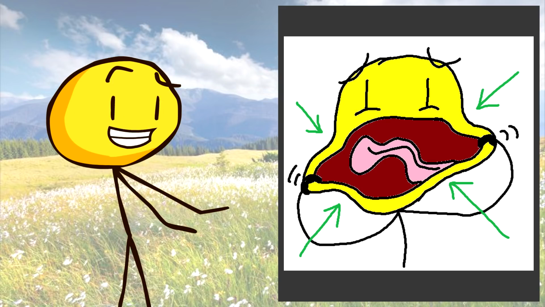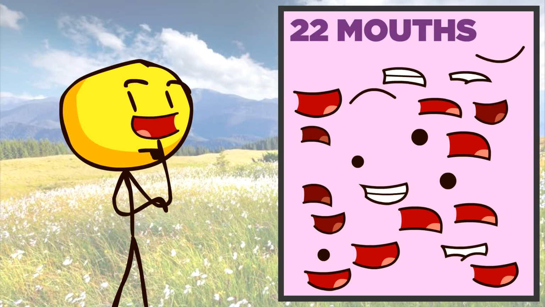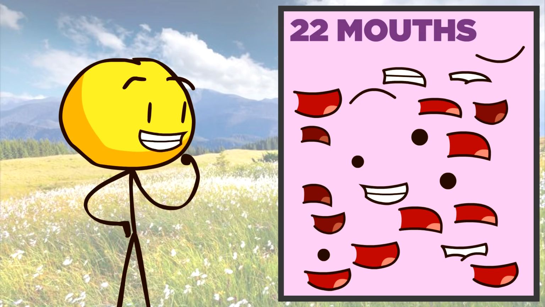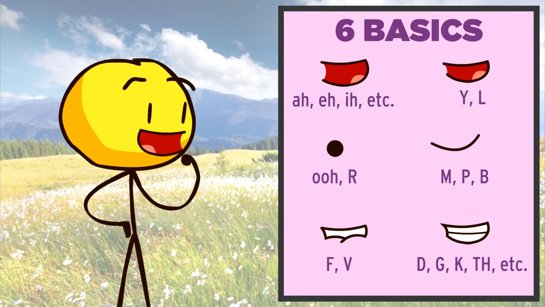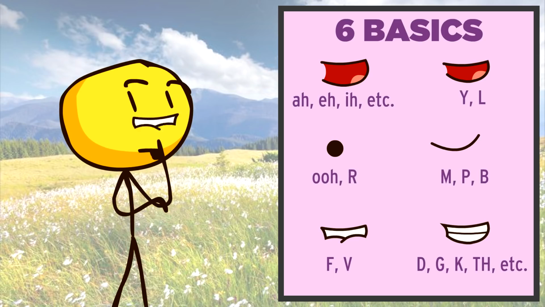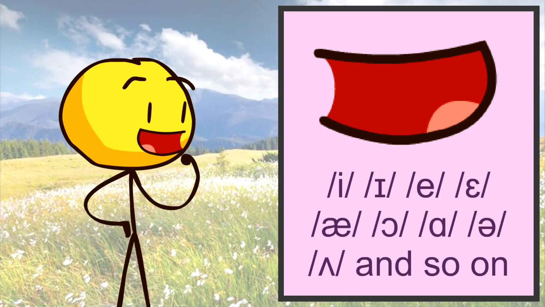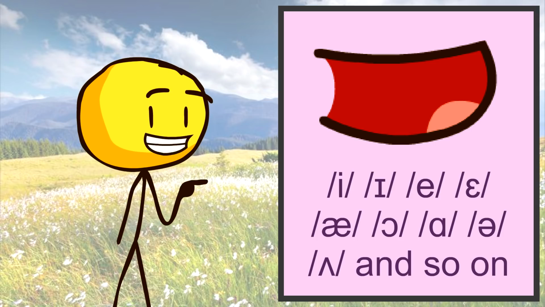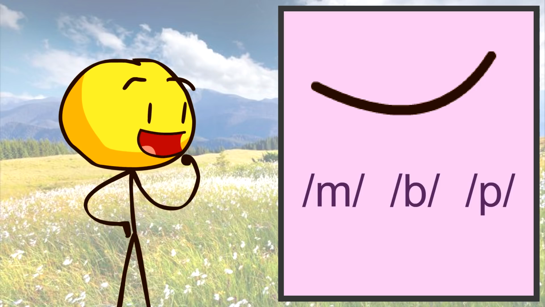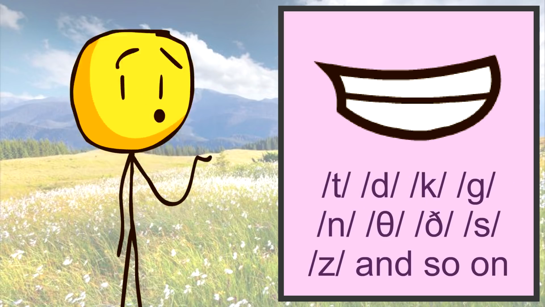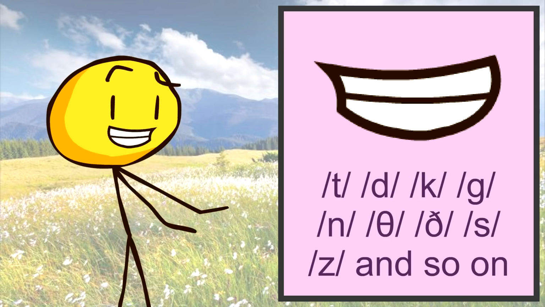As for the mouth assets, I'm going to use the same basic 22 mouth assets I used to animate my show Battle for Dream Island. And typically, I only use 6 basic mouth forms. One for ah, I, and all other open vowels, one for ya and la, one for oo, one for ma, pa, and ba, one for fa and va, and one for all other consonants. Ta, da, ka, ga, tha, and so on.